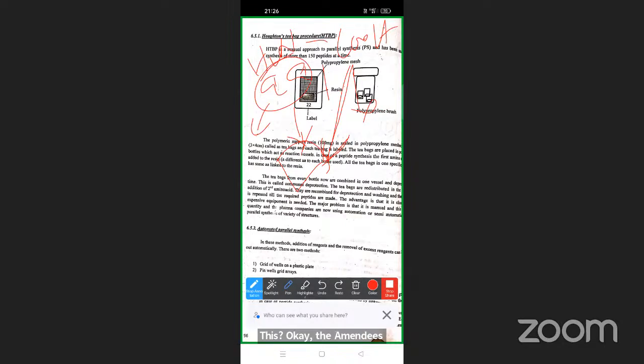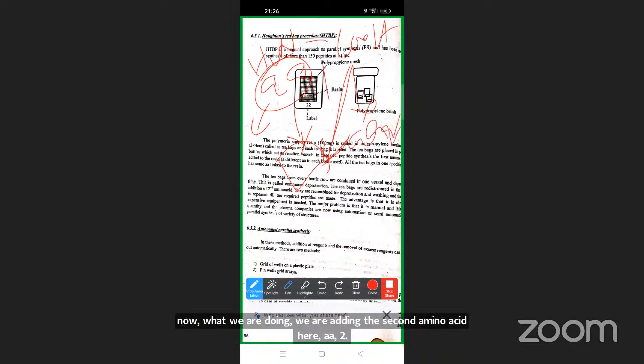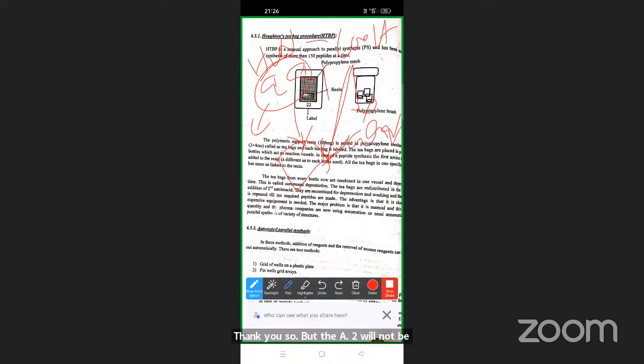Now we are adding the second amino acid, AA2. But AA2 will not react with this one, because one end is attached to your linker and the other end is protected. So to react with amino acid 2, you have to deprotect this particular amino group. With 20% piperidine or hydrogen fluoride, you can deprotect the amino group. Now the amino group becomes free.